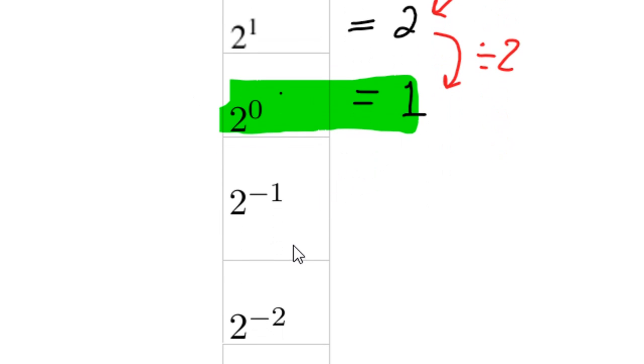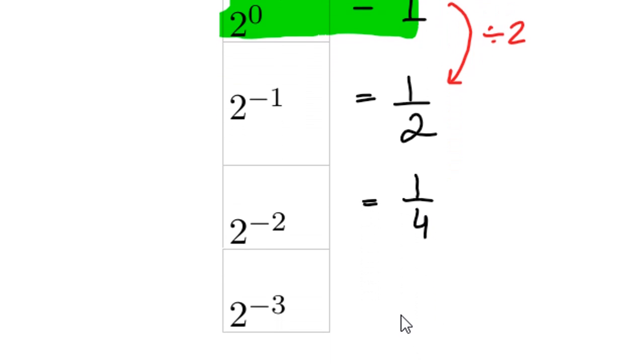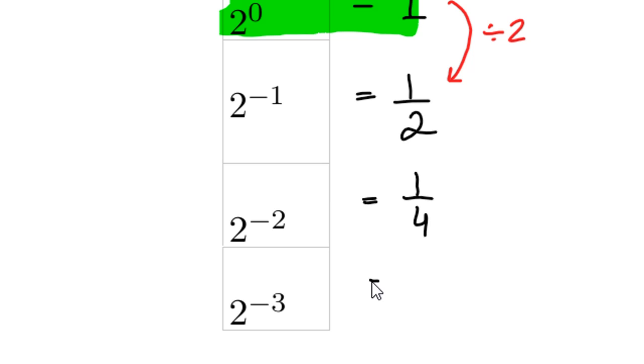Now, after this, we have the negative exponents. Let's follow the same pattern, which is to divide the previous number by 2. If we take 1 and divide it by 2, we end up with 1/2. If I keep applying that pattern, 1/2 divided by 2 is equal to 1/4. And if I divide 1/4 by 2, then I will end up with 1/8.